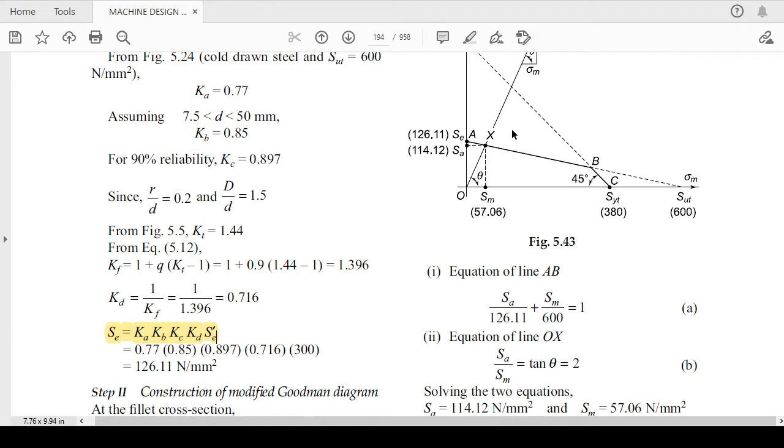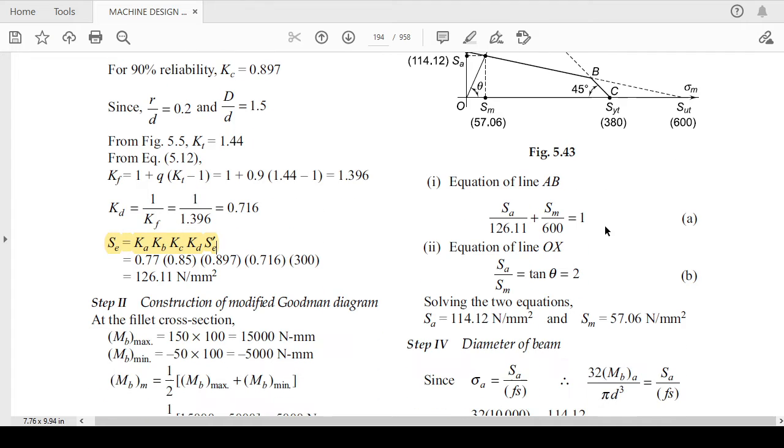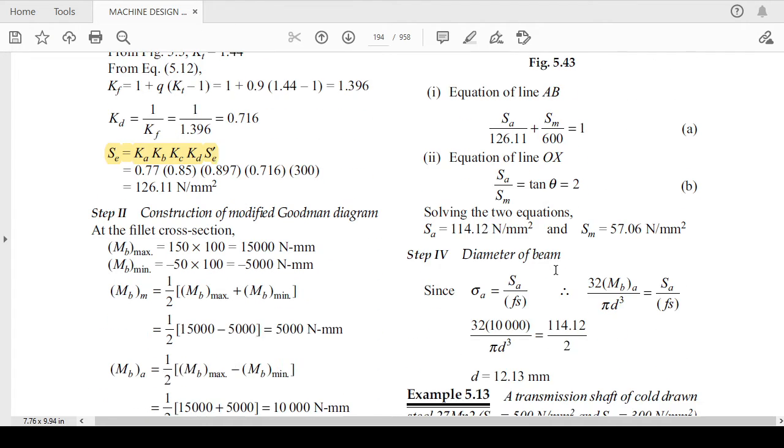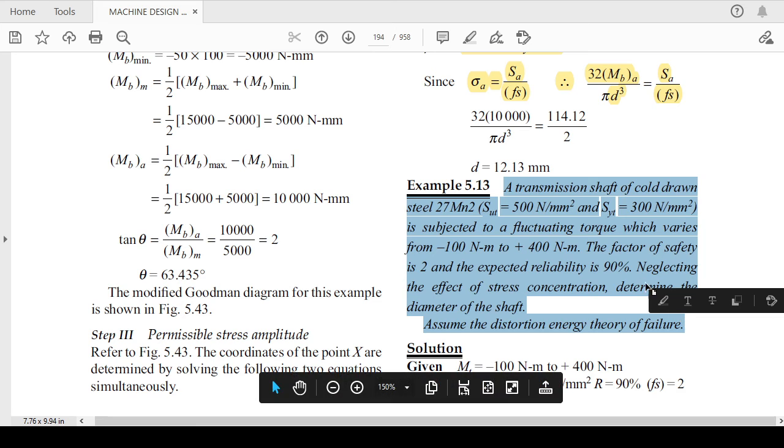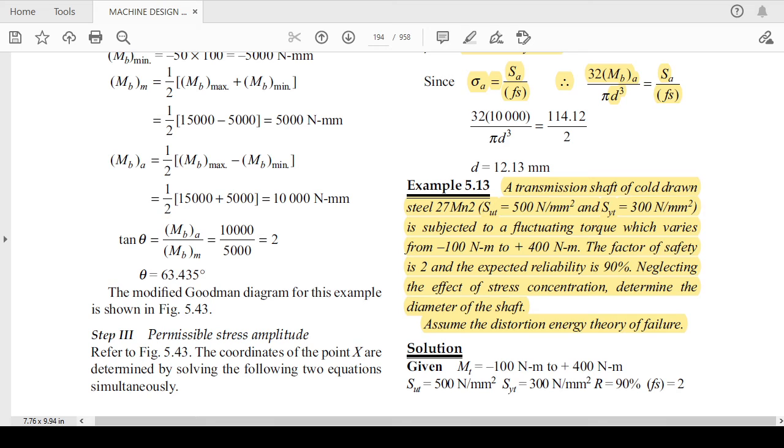AB is the equation of the Soderberg line, but this is the modified Soderberg line, as you can see. If you plot this equation, you will get the values of Sa and Sm, and then you can calculate the diameter of the beam by putting the values of Sa and Sm in this equation. In this way you can solve this numerical. Similarly, you can try these numericals. If assumptions are needed, you may assume the distortion energy theory as the theory of failure.